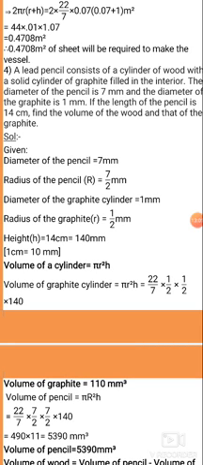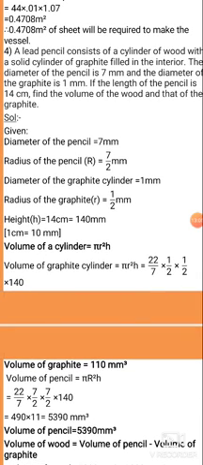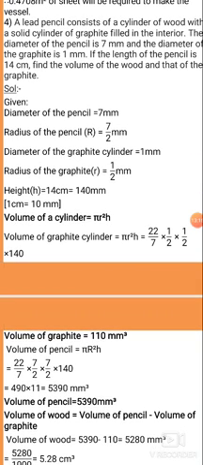At last we need to find out what? Volume of the wood. So volume of the wood is equal to volume of the pencil minus volume of the graphite. So what is volume of the first one? Volume of the pencil is equal to 5390 minus the volume of which one? Graphite is equal to what? 110. Now when you subtract, what?